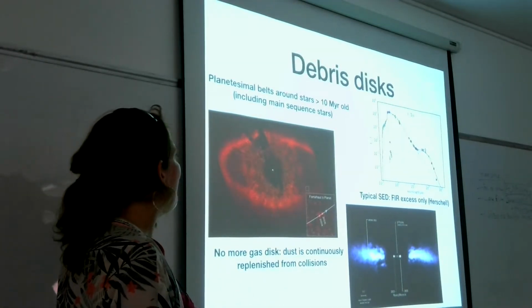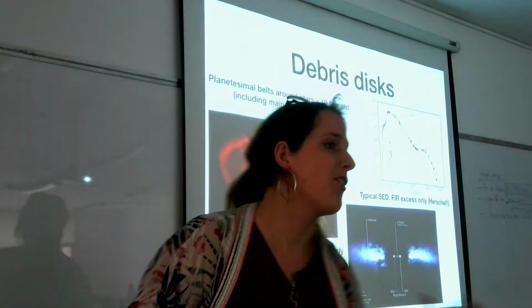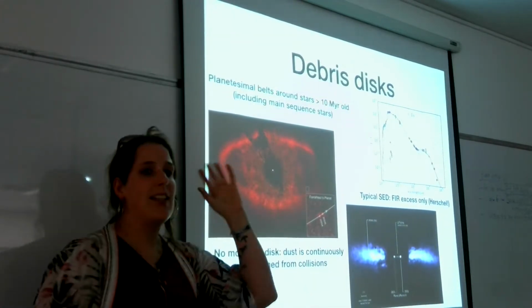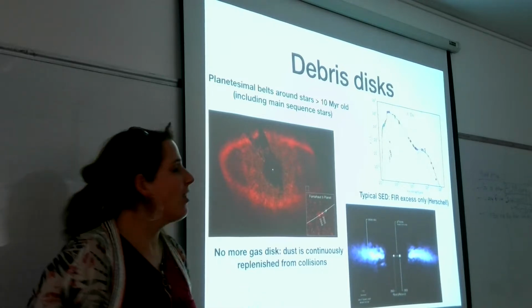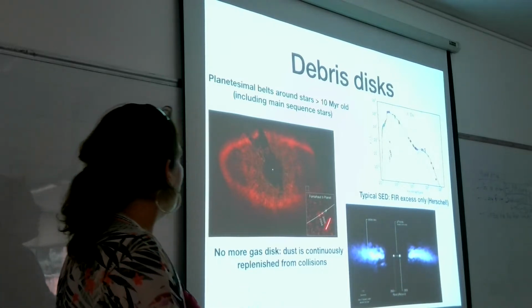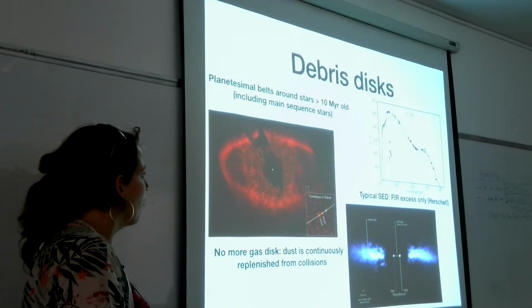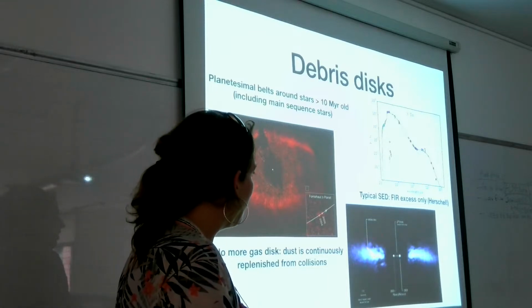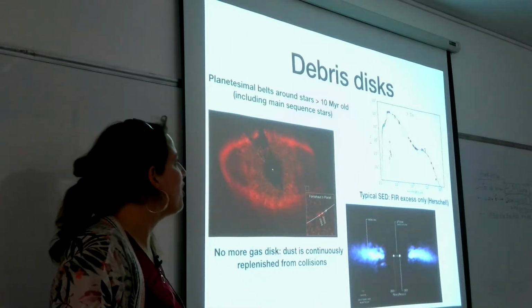Remember, debris disks are these planetesimal belts around stars that are more than 10 million years old. So they're no longer protoplanetary, they're not accreting anymore. They're often found around main sequence stars. This is a very famous image of a debris disk from Hubble, and also this one here, where we see the dust emission in a ring shape.